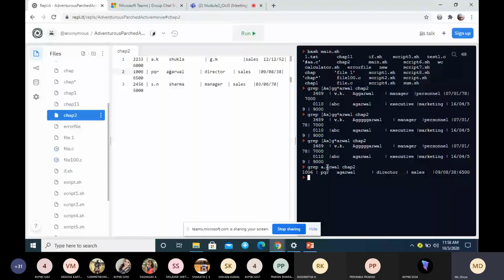Now if I write like this, the starting letter should be S. The remaining 3, 4 letters can be anything. Then I am writing the file name chapter 2. Which line will it match? I'm telling the first character should be S and the last character should be A, and I have given 4 dots. So 4 dots indicate it can match any 4 characters.